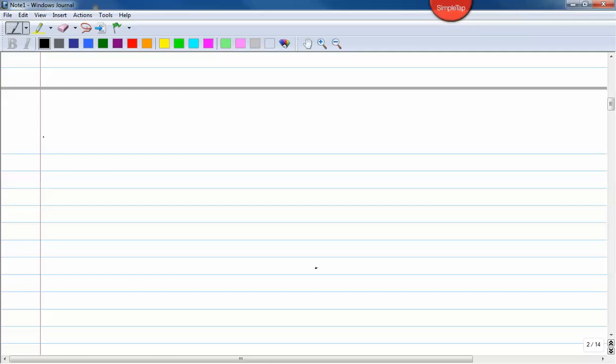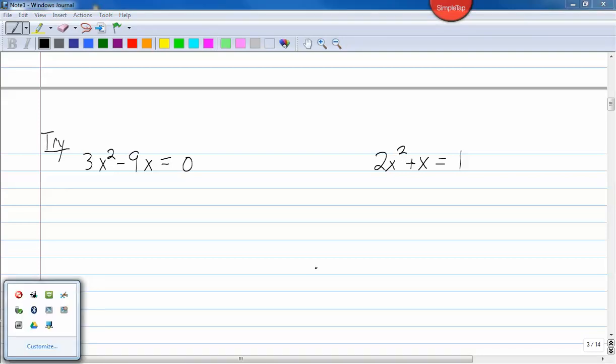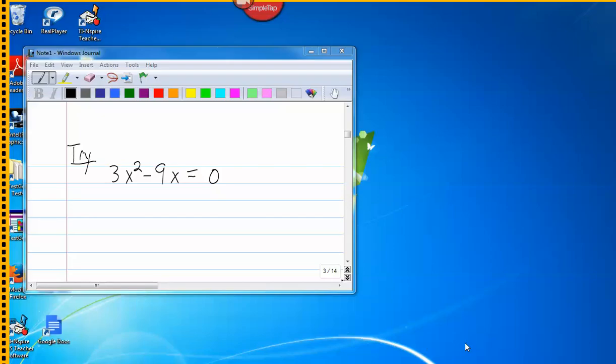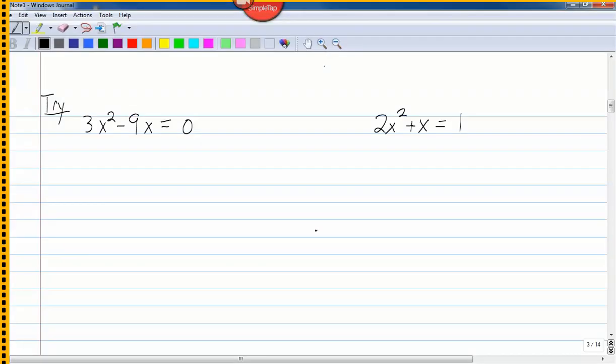Alright, I want you to try this one. Actually, I'll give you two. 3x squared minus 9x equals 0, and 2x squared plus x equals 1. Alright, so take a couple minutes and work on those two. Okay, let me work these out for you now.